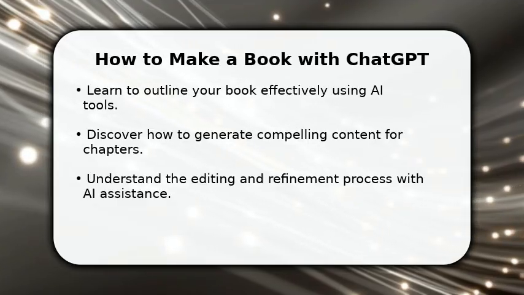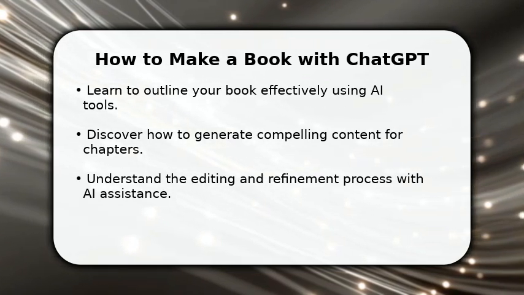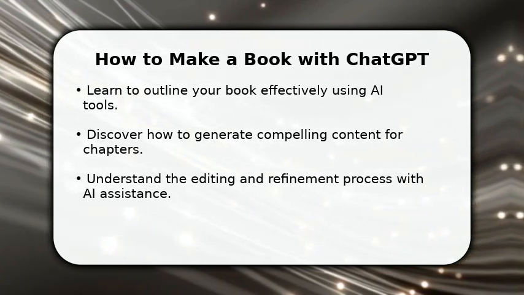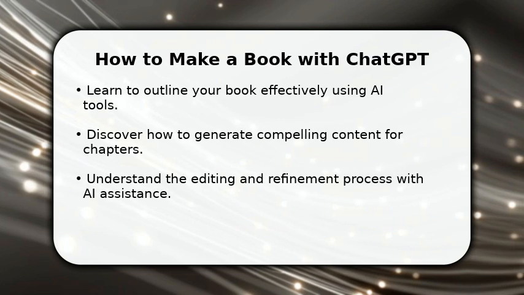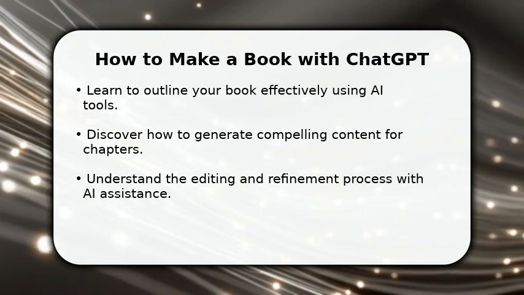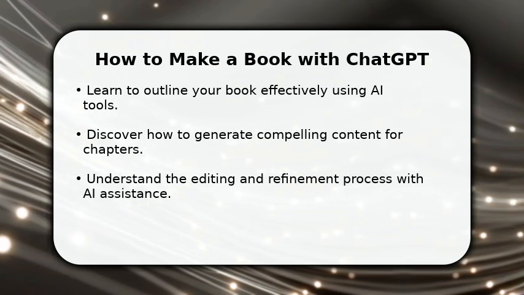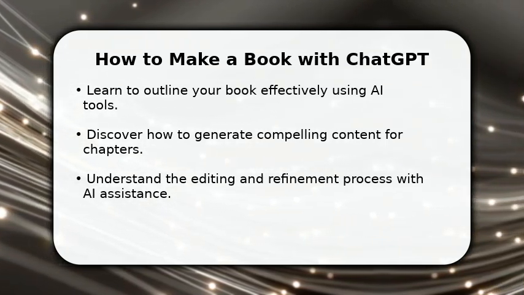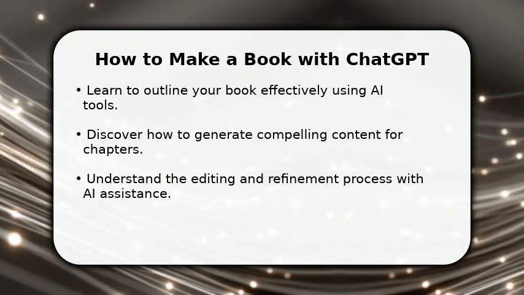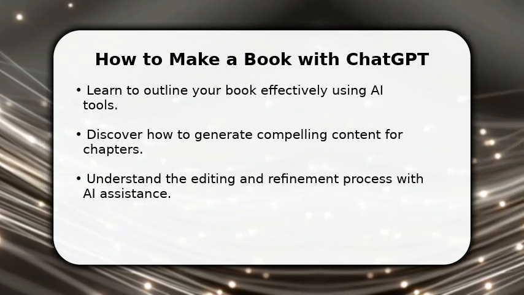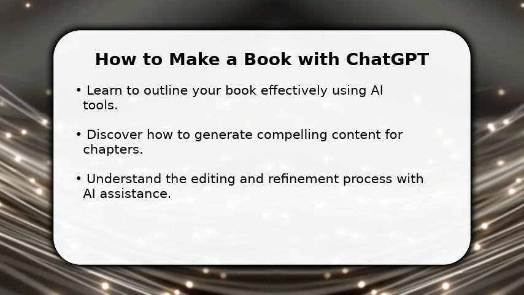In this video, I will explain how to make a book using ChatGPT. First, let's dive into structuring your ideas. Begin by defining your book's core concept and target audience. This initial step is crucial for guiding the AI effectively. We'll then explore how to prompt ChatGPT to generate a comprehensive outline, ensuring all key elements are covered. This foundational work sets the stage for a well-organized and engaging manuscript.